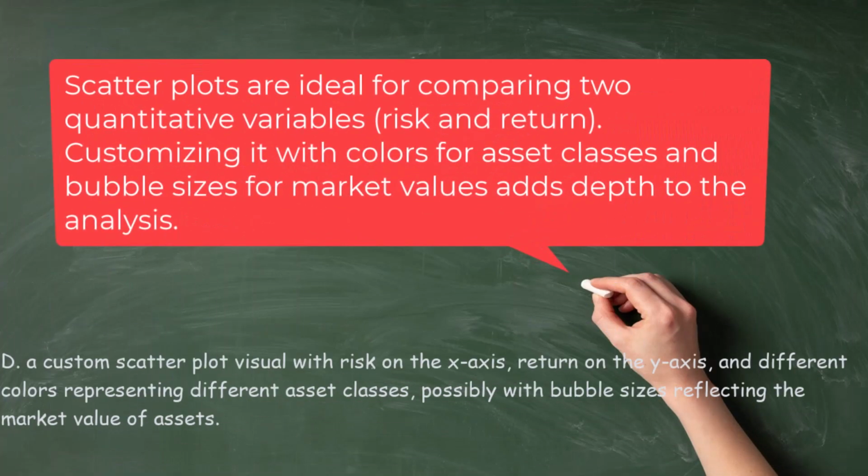The correct answer is D. Here's why. A custom scatter plot visual with risk on the x-axis, return on the y-axis, and different colors representing different asset classes, possibly with bubble sizes reflecting the market value of assets. Scatter plots are ideal for comparing two quantitative variables, risk and return. Customizing it with colors for asset classes and bubble sizes for market values adds depth to the analysis.